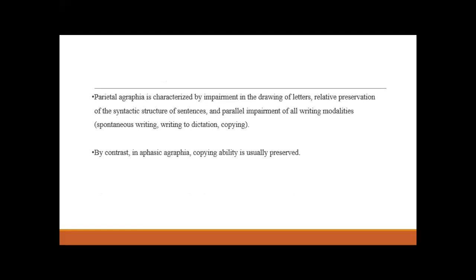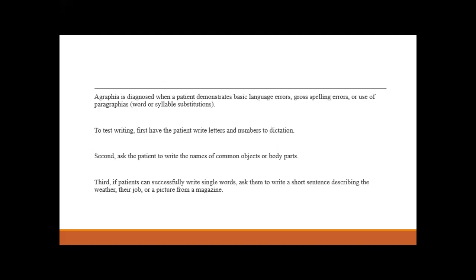Now, parietal agraphia will be characterized by impairment in the drawing of letters, relative preservation of the syntactic structure of sentences, and parallel impairment of all writing modalities, that is spontaneous writing, writing to dictation, and copying. By contrast, in aphasic agraphia, copying ability is usually preserved. Agraphia will be diagnosed when a patient demonstrates basic language errors of gross spelling errors or use of paragraphias, that is word or syllable substitutions.